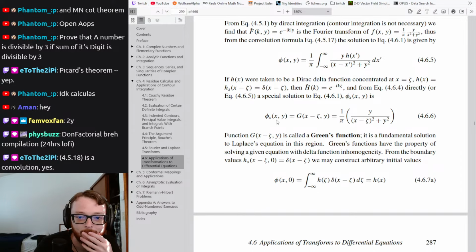Convolutions are super weird for me. I thought I understood them when I learned them years ago in differential equations. But I feel like since reading this book's explanation, I don't understand them. And so then they do a Dirac delta function.